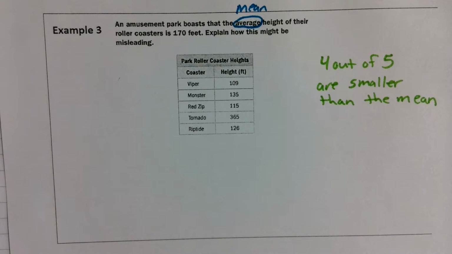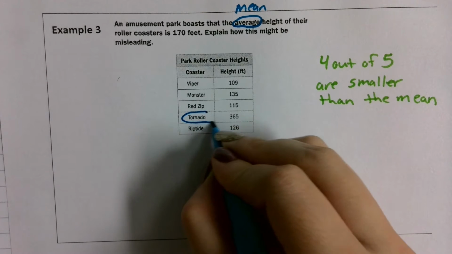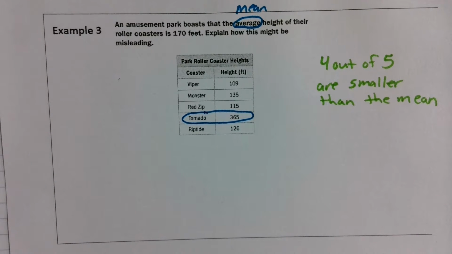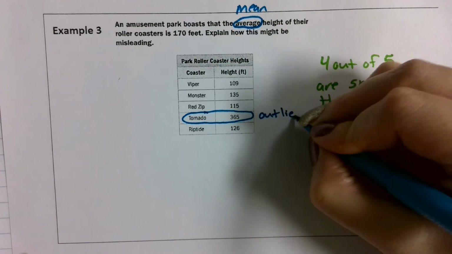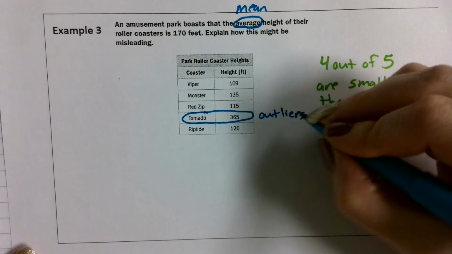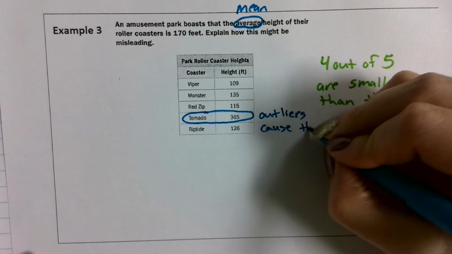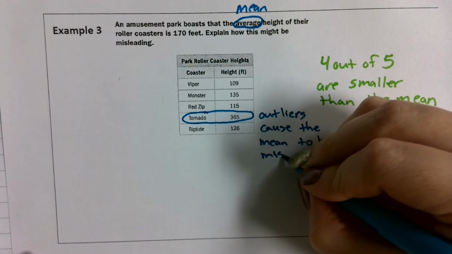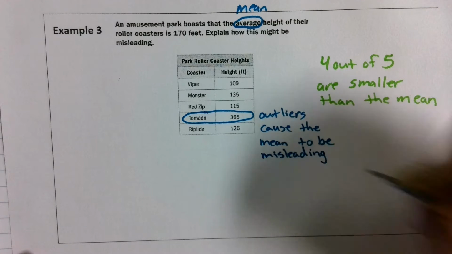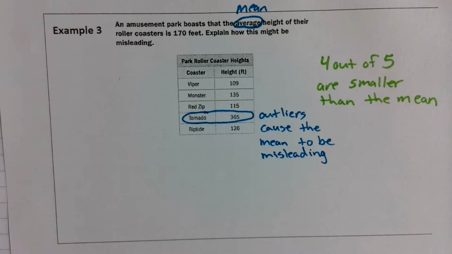And the reason that happened is because of that Tornado, the 365. Who knows what we call that? An outlier. That is called an outlier. And so when there's an outlier involved, outliers cause the mean to be misleading. So whenever there is an outlier involved, the mean is not a good representation. You'd want to use the median instead.